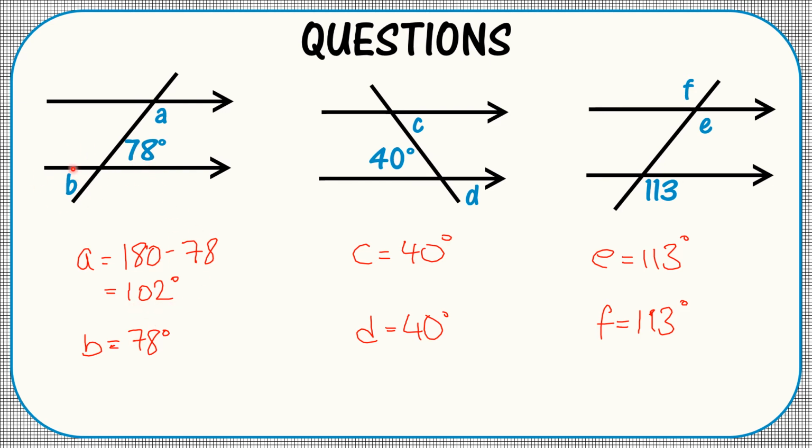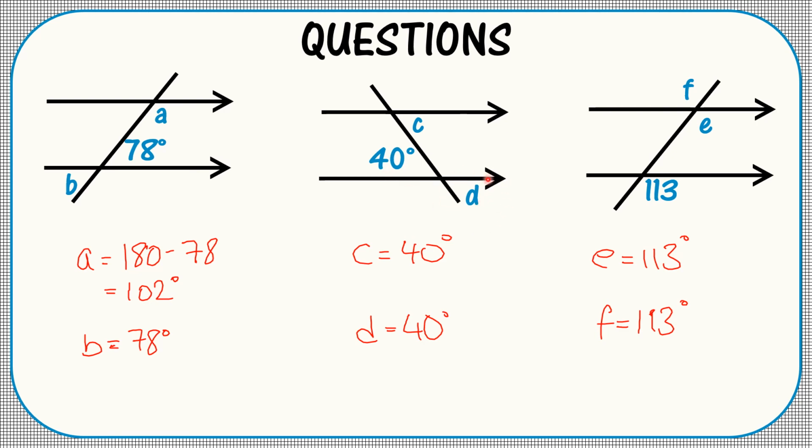Let's work out the value of B. The value of B is equal to 78, and the reason is because 78 and this value of B are vertically opposite. Let's go through the value of C. The value of C is equal to 40 degrees. The reason is you can draw a Z shape, and therefore this angle and this angle are equal to one another. So we will say that C is equal to 40 degrees because they are alternate angles.